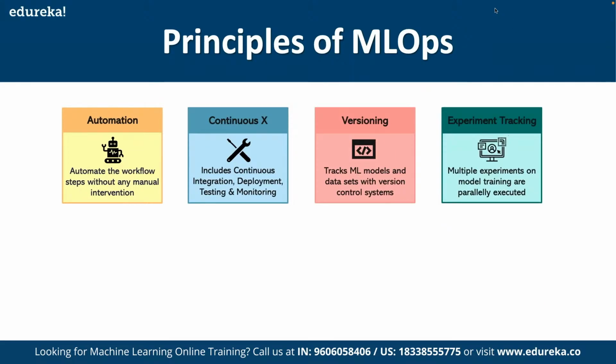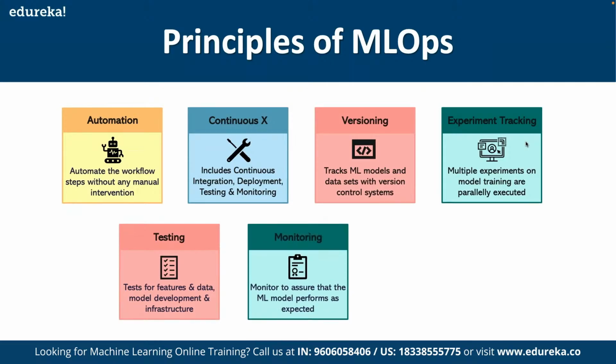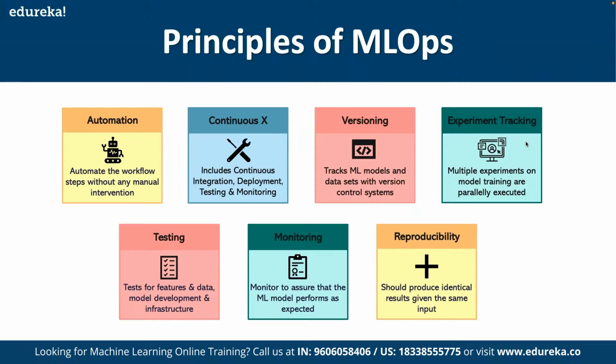Then we have experiment tracking, where we have multiple experiments on the model, which are executed in parallel. Then we have testing, which tests for features and data. Then we have monitoring to ensure that the ML model performs exactly as expected. And then we have reproducibility, where we should produce identical results given the same input.